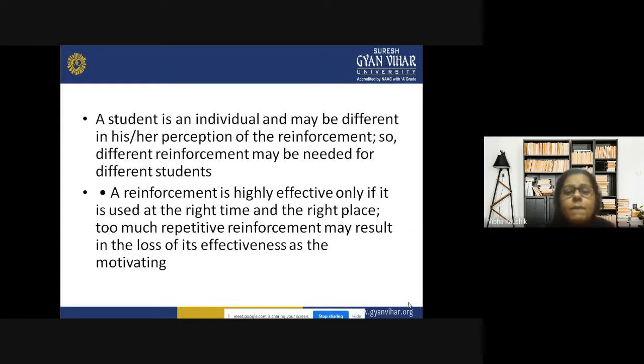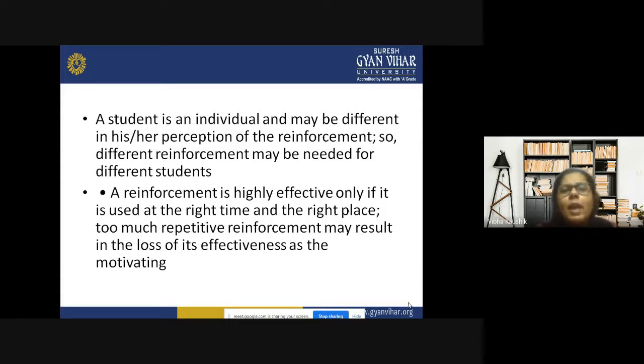A student is an individual, and may be different in his or her perception of the reinforcement, and there is a difference in the way they perceive it. So different reinforcement may be needed for different students. So there should be a variation in the reinforcement by the teacher. Means different reinforcement strategies should be planned by the teacher so that he can give reinforcement to different students in a different manner.